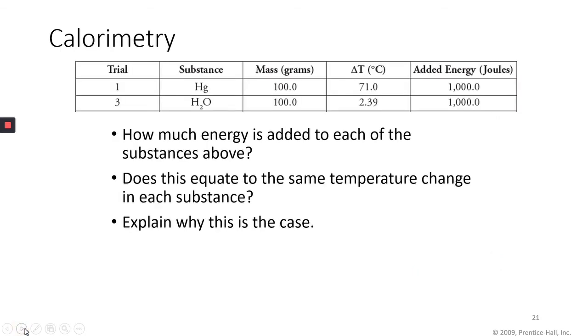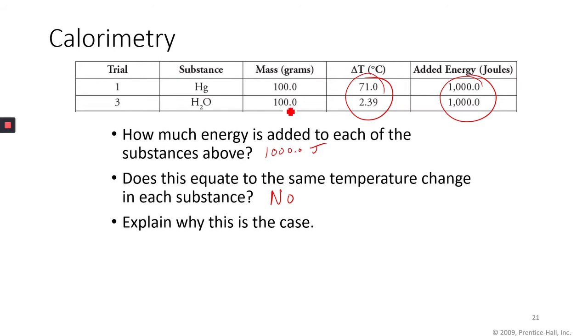So now let's look at this data. Pause the video and answer these questions. Okay, welcome back. It says, how much energy is added to each of the substances above? Well, that is 1,000 joules. Does this equate to the same temperature change in each substance? The answer is no. Explain why this is the case.